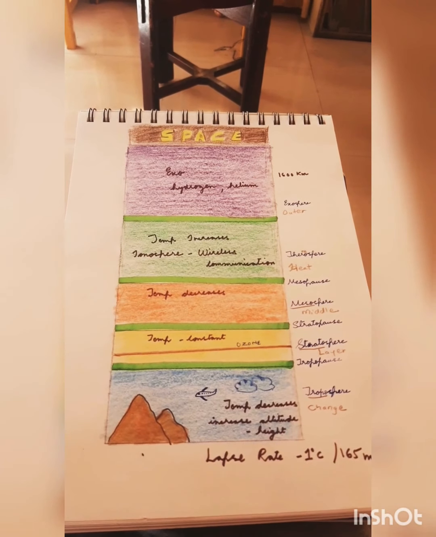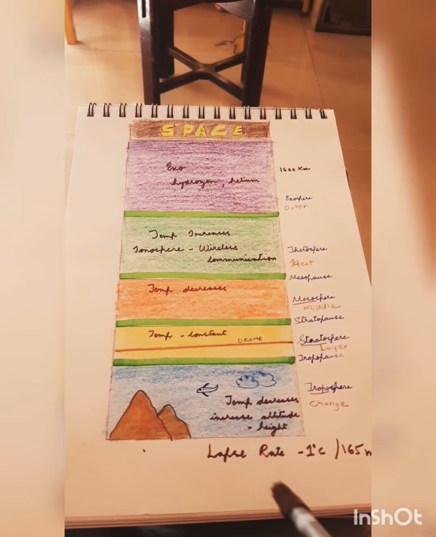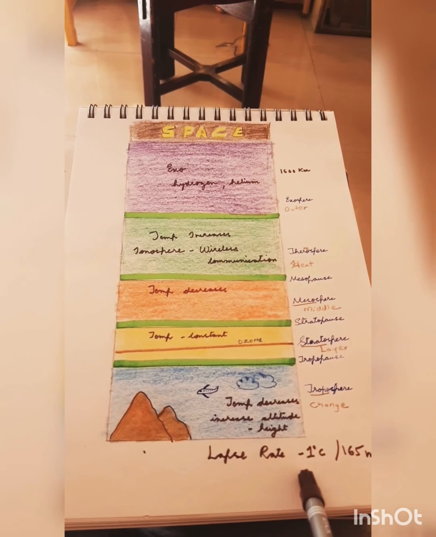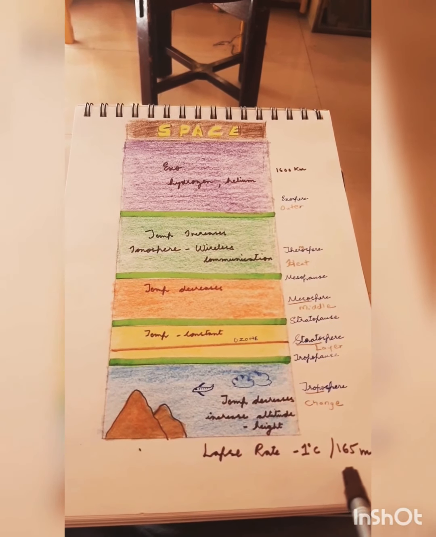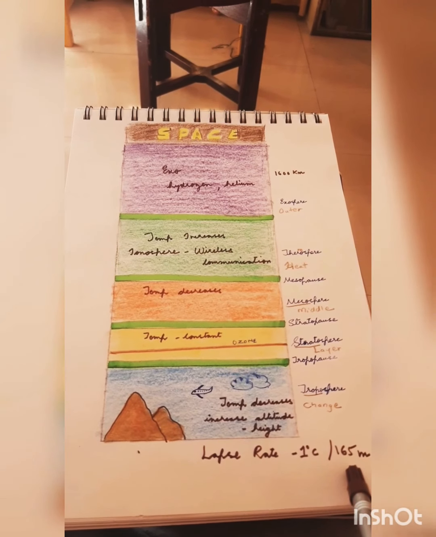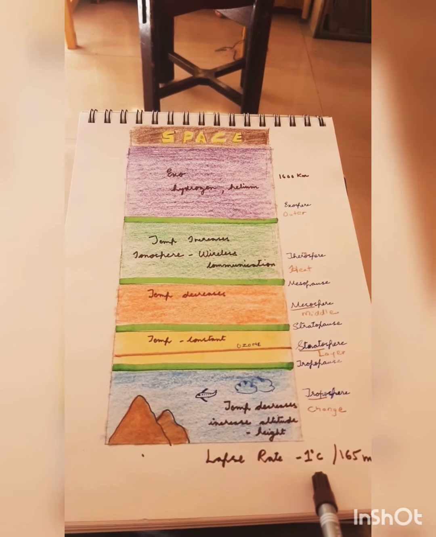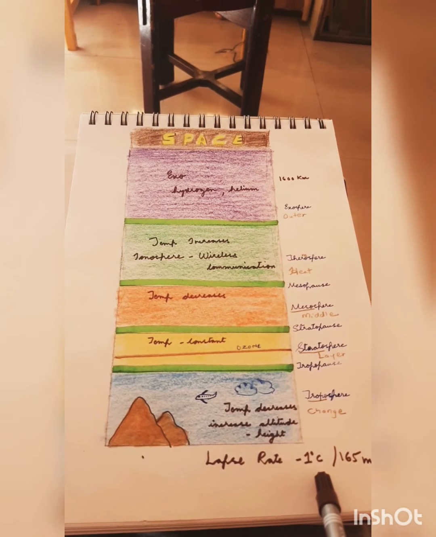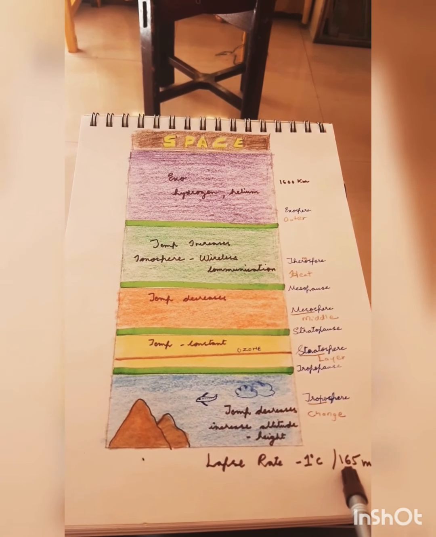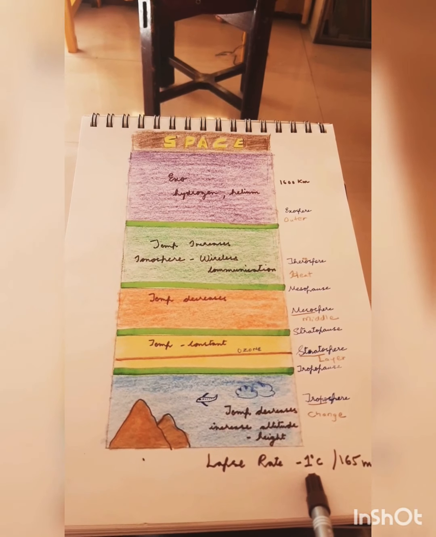The troposphere is the layer of the atmosphere where there is a steady lapse rate, which means that if we move 165 meters higher, there is a drop of 1 degree centigrade. This is called inverse proportion. The higher the altitude, the lower the temperatures.